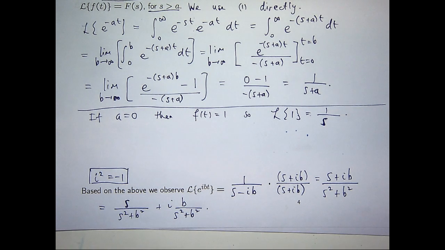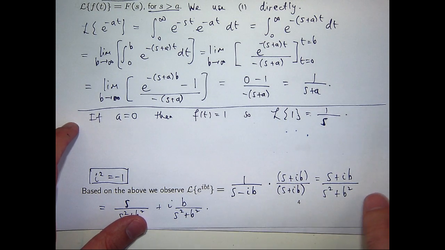Now, can anyone suggest how that might help us get other transforms? Yeah, so what do you think the Laplace transform of cosine bt would be? Can you see it? Or sine bt, just from that bottom line? Well, we know that e to the ibt is cos bt plus i sine bt. So maybe I can use that to form Laplace transforms for other trig functions. So we'll come back to this in a second.